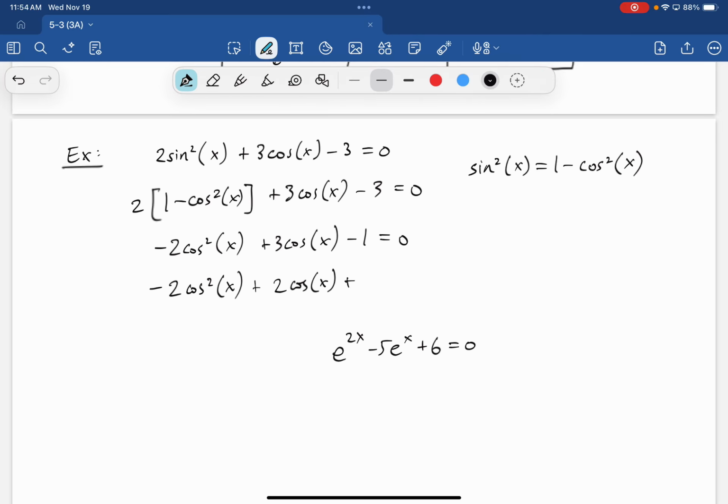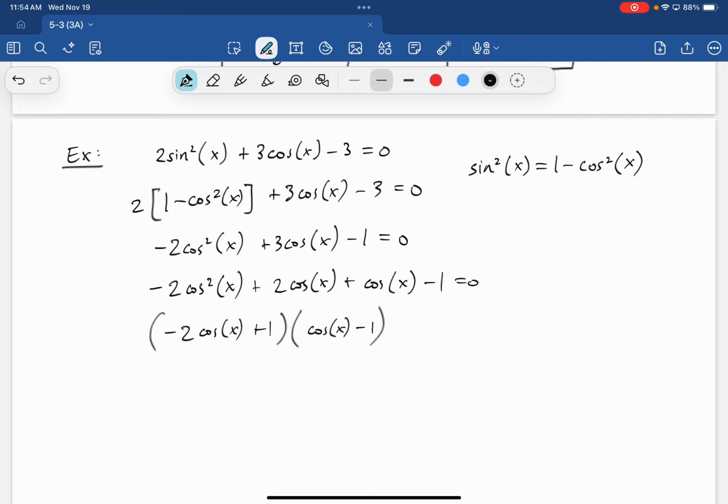So I can change that 3 into a 2 plus 1. And then after I factor this, I'm going to get negative 2 cosine x plus 1 times cosine x minus 1. Okay? I just factored the quadratic, right? If you're confused, you can make a substitution. You can say like y equals cosine x and then make that factorization.